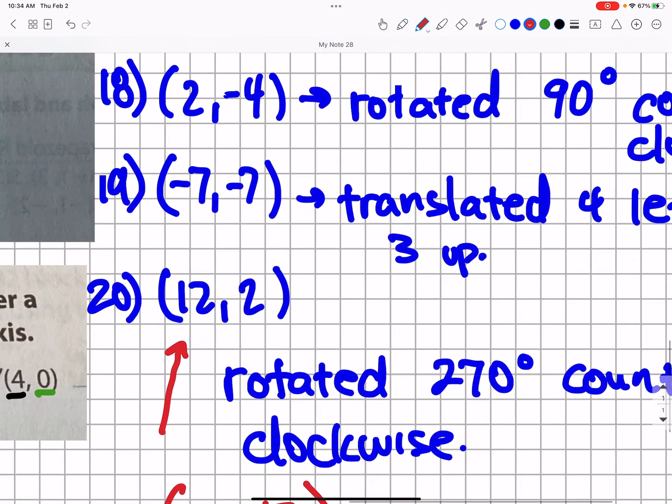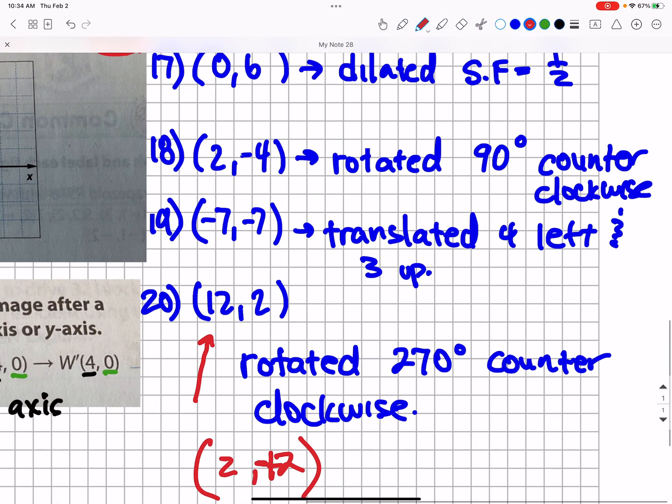Let's see. Translation, translated 4 left and 3 up. I know 4 left means I move backwards by 4, so I'll take away 4 from my x. And 3 up means I'm moving my y up by 3, so I'll add 3 to there. So I get negative 11, negative 4.